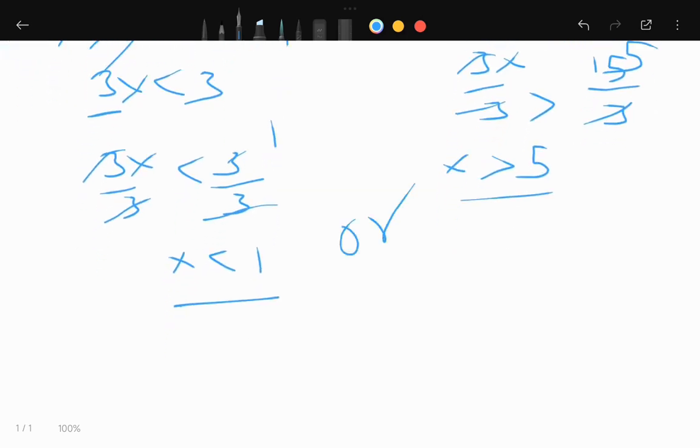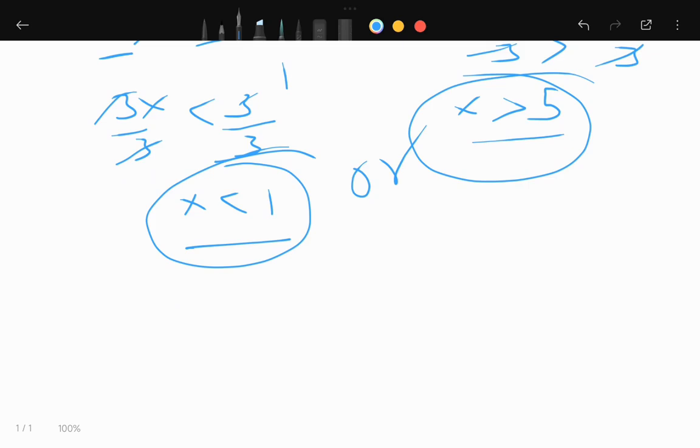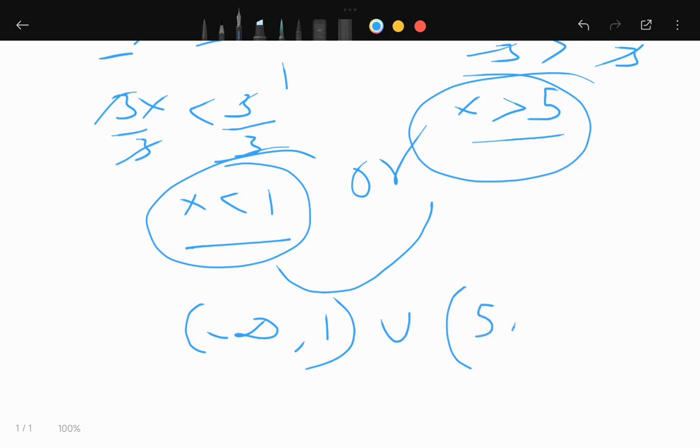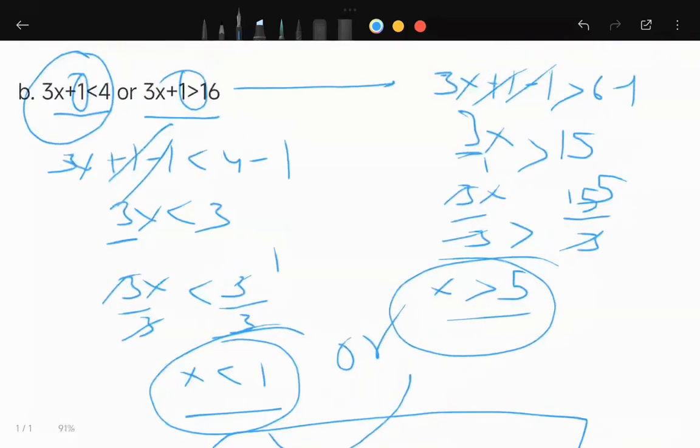x less than 1 or x greater than 5. So a combination of both is the solution for the inequality. x less than 1 means minus infinity to 1, union x greater than 5, which is 5 to infinity. So this is the range for the given inequality.